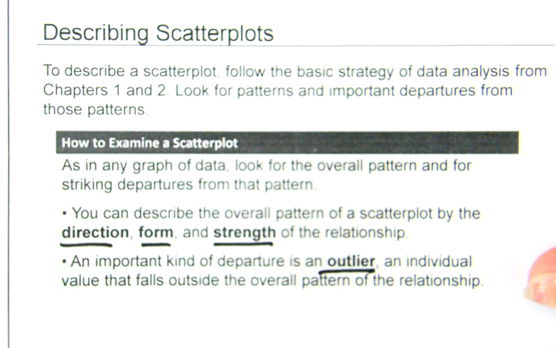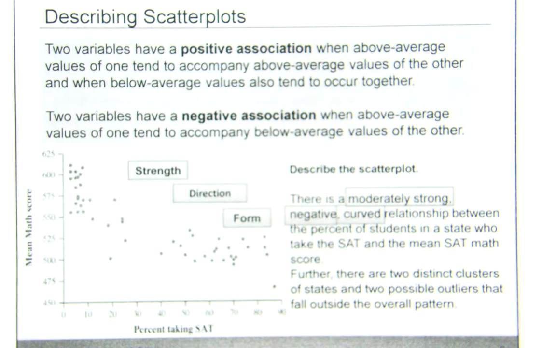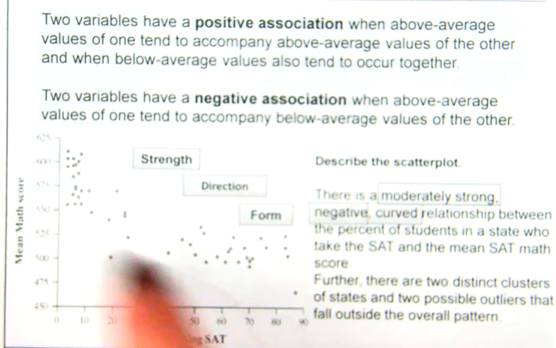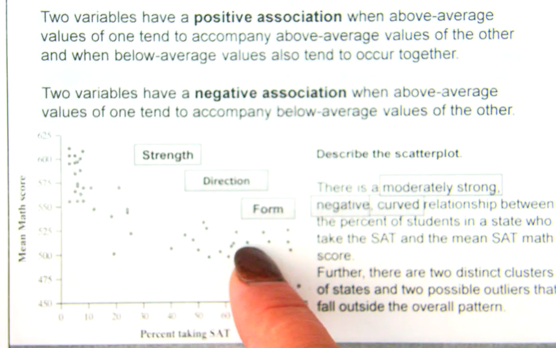Okay, so describing scatterplots. Two variables have a positive association when above average values of one tend to accompany above average values of the other, and when below average values tend to occur together. So when you can see that your data has a little bit of a directional form going on, right? This tends to be a positive association going through it.